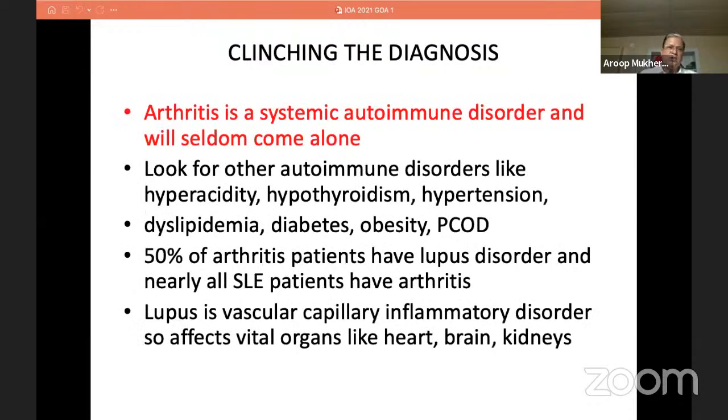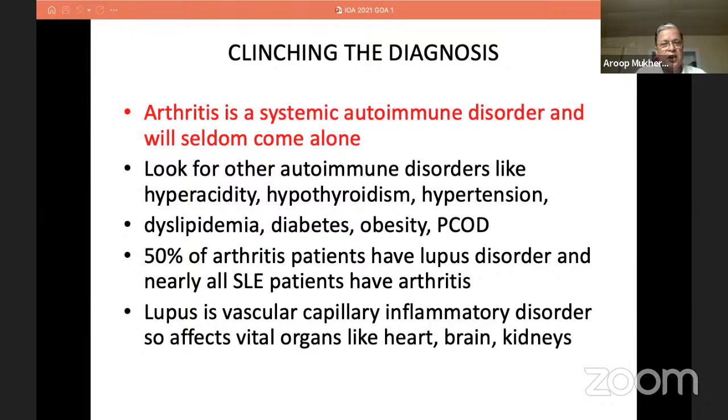Now, what is the diagnosis? Arthritis is a systemic autoimmune disorder and will seldom come alone. Arthritis, ulcerative colitis, and bronchial asthma are three major autoimmune disorders. A major autoimmune disorder will never come alone. When you see an arthritic patient in our OPD, look for other autoimmune disorders like hyperacidity, hypothyroidism, hypertension, dyslipidemia, diabetes, obesity, and in girl children of arthritic patients, they most commonly suffer with PCOD.